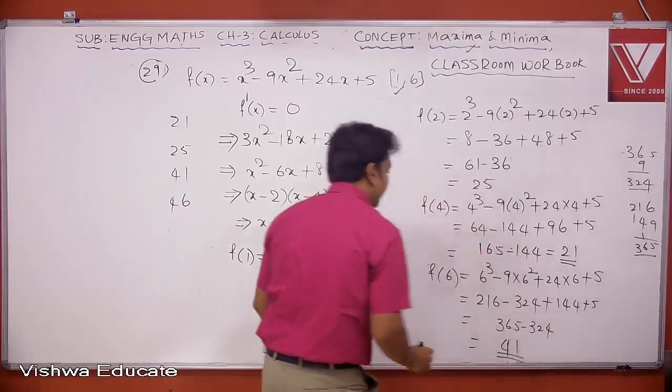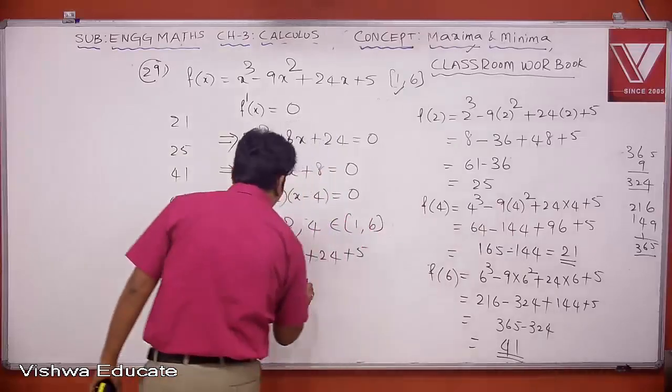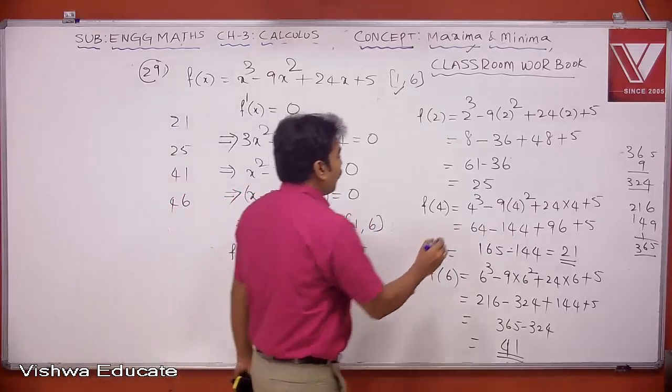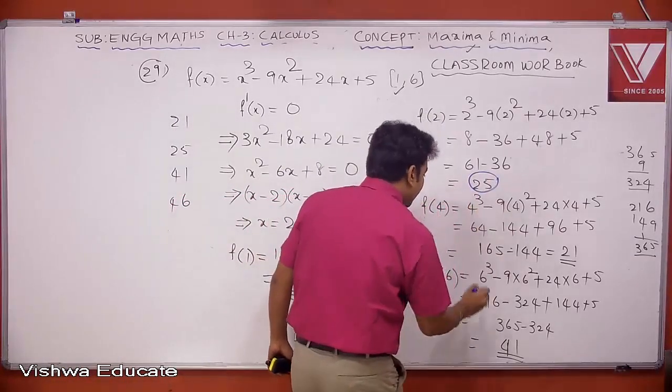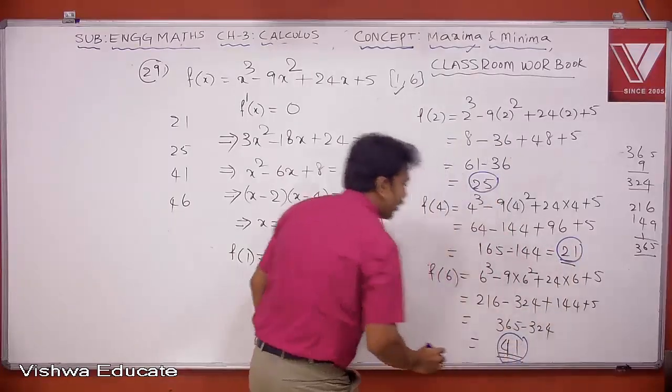This value is 41. Now when you look at all the values, at 1 we got 21. So at 1, at 2, 25. At 4, this is again 25. At the last point, we were getting 41.